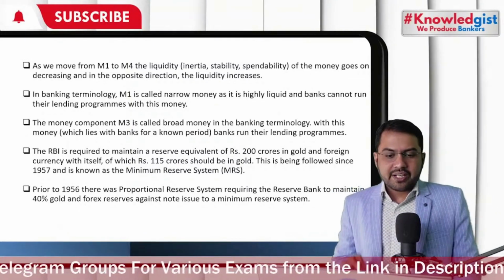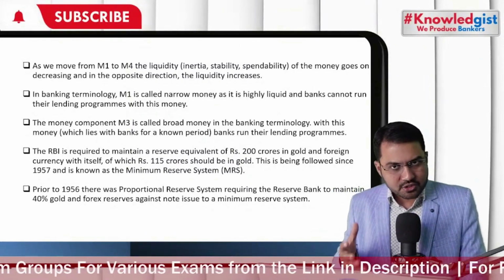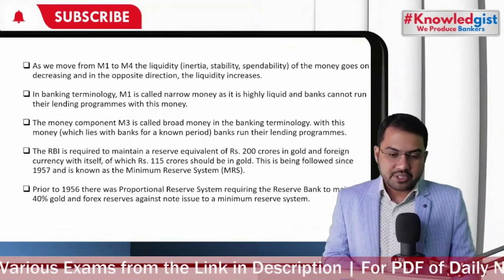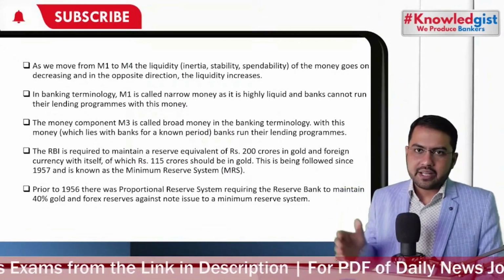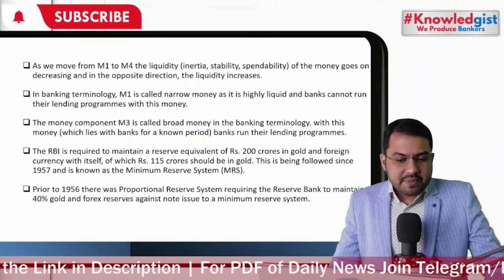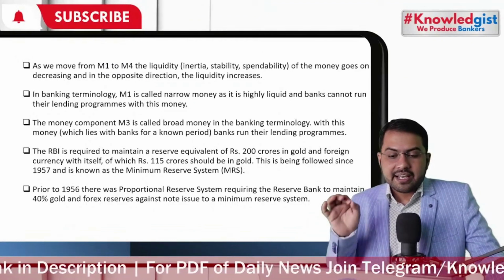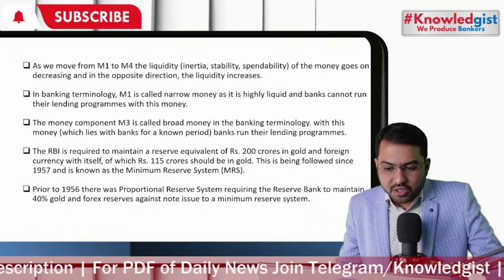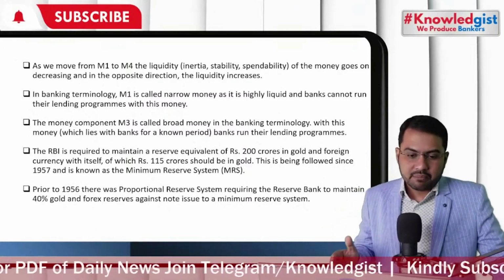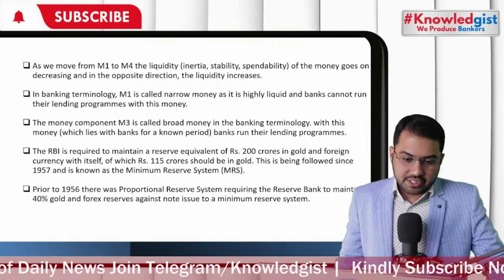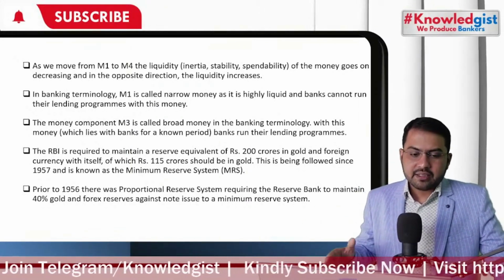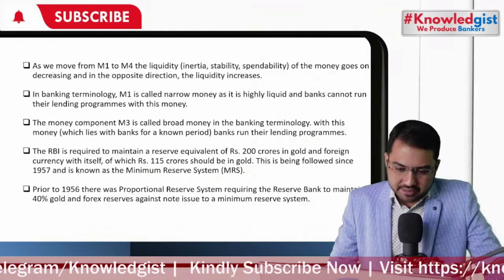Okay, the money component M3 is called the broad money. Also, if you factor in M4, which is not in use nowadays, M3 and M4 are broad money, while M1 and M2 are narrow money. The RBI is required to maintain a reserve equivalent to rupees 200 crore in gold and foreign currency with itself for printing money, out of which 115 crore should be in gold, and the rest could be in foreign currency.